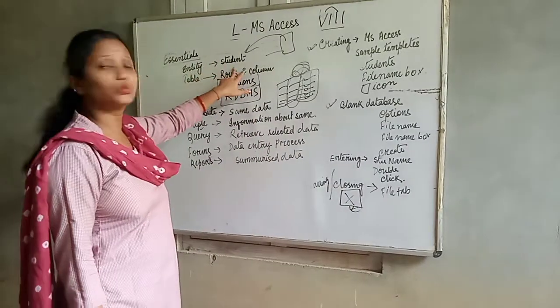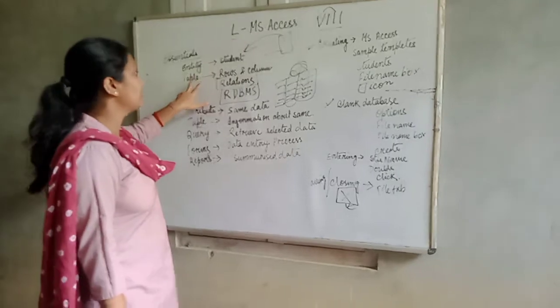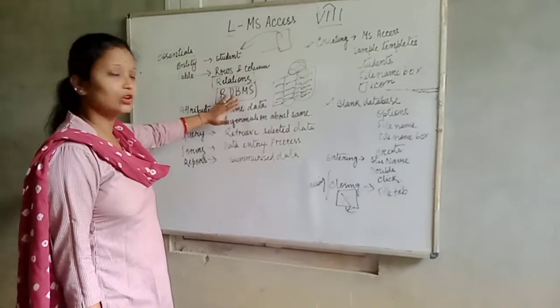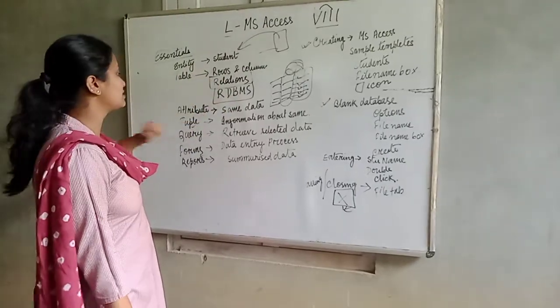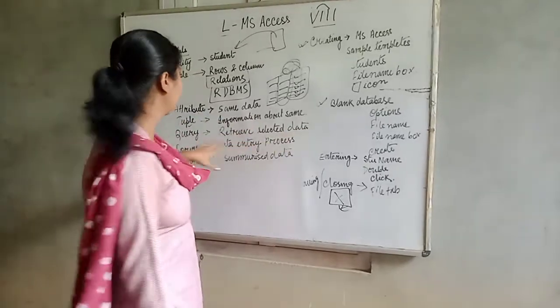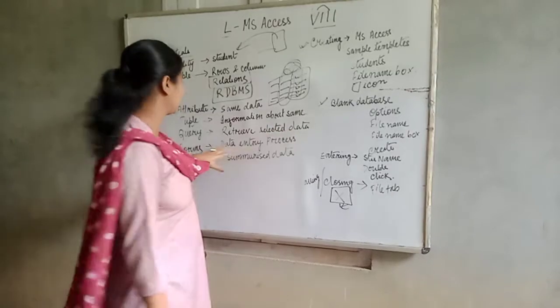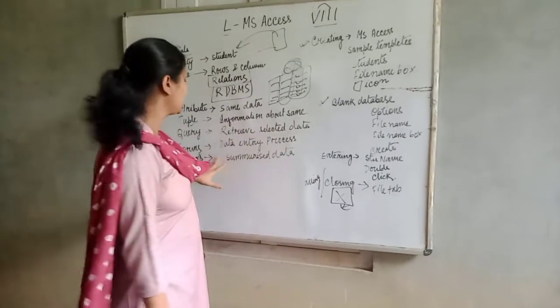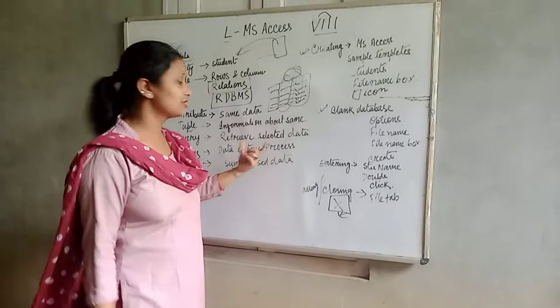What is an entity? Student. The entity is the student. A table consists of rows and columns. It is a relational database management system. Attribute consists of same data. Tuple, information about the same. Query, retrieving selected data. Forms, data entry process. And reports is called summarized data.